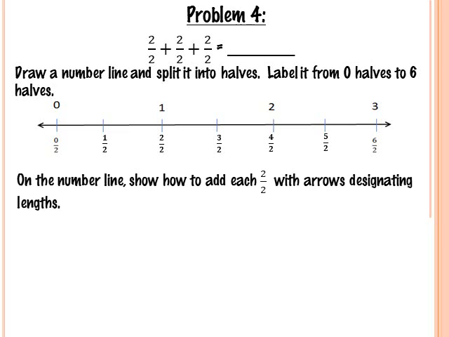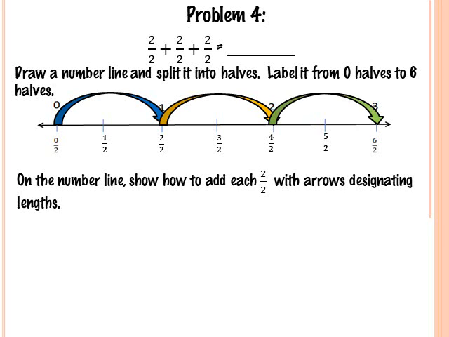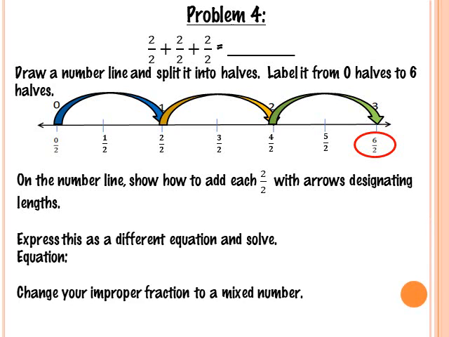On the number line, we're going to show how to add 2 halves with arrows designating length. So we're going to go from 0 to 2 halves for the first one, from 2 halves to 4 halves for the second one, and from 4 halves to 6 halves for the third one. And we're going to circle 6 halves because that's our answer. And the way we're going to express this is 2 halves times 3 equals 6 halves. You could have written it 2 halves plus 2 halves plus 2 halves, but that's what it was written in the beginning. So we wrote it a different way, which is 2 halves times 3 equals 6 halves.